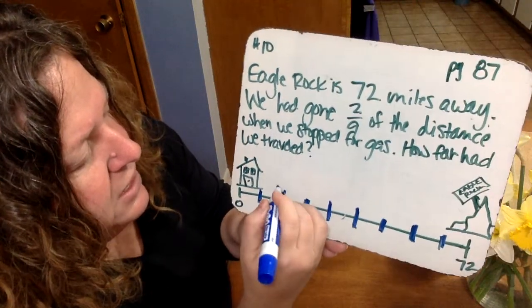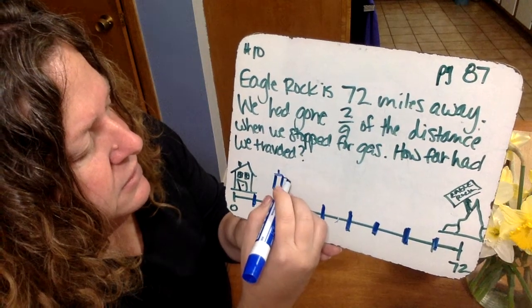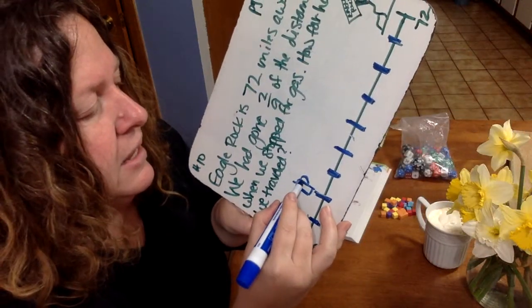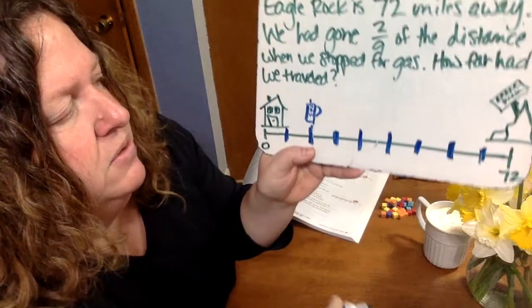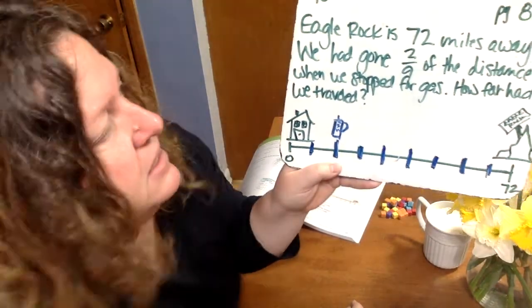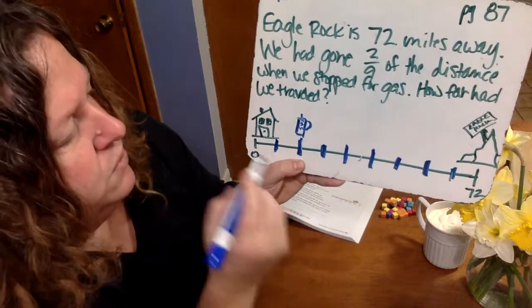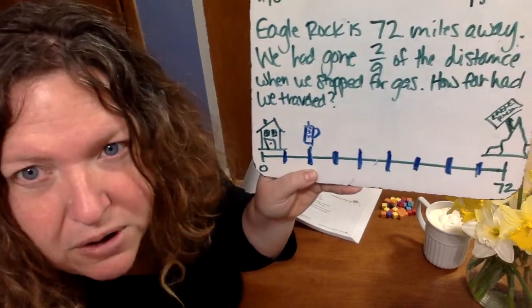1, 2. I'm going to put a little gas pump here. There's the holder. And I'm going to write gas, although my marker is so fat, I don't know if it's going to work. Well, it's a little bit. So there it is. Stopped for gas at 2 ninths. How far have we traveled? So we know that this is where we stopped, but how are we going to know how far that was?